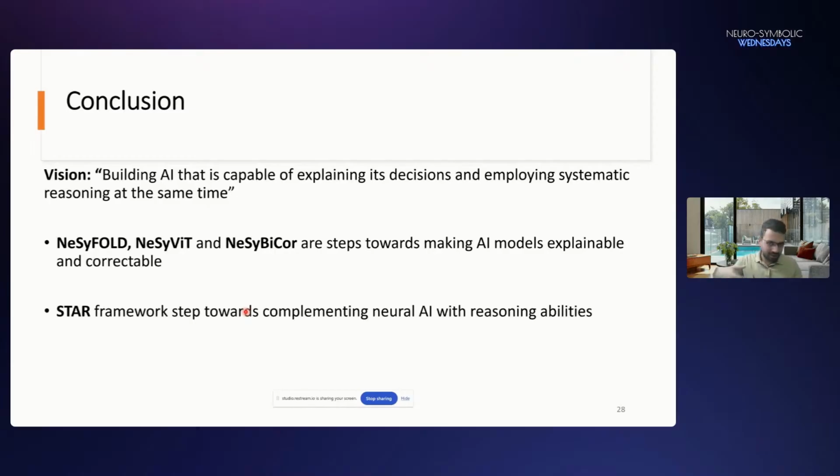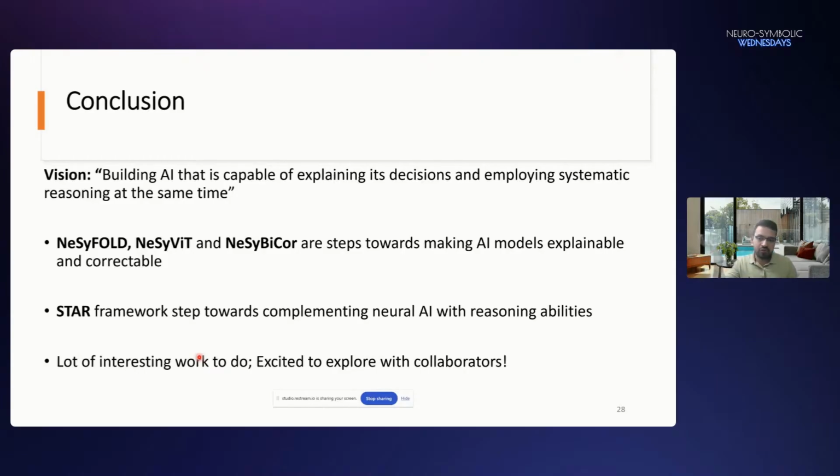But through my research, I've tried to take steps towards making AI models more explainable and correctable with the NESI-fold, NESI-VIT, and NESI-BICOR frameworks. And the STAR framework is a step towards complementing neural AI with reasoning abilities. And there's a lot of interesting work to do. I'm excited to collaborate with anyone who wants to take a step towards one of these objectives. And I'm always happy to chat and talk about things that could lead to such progress.